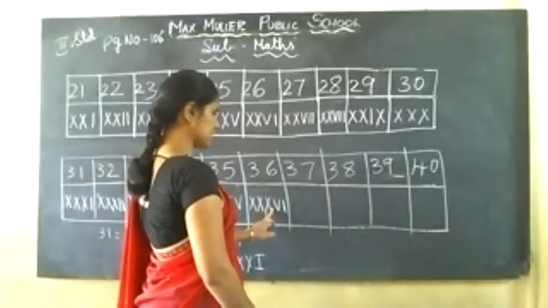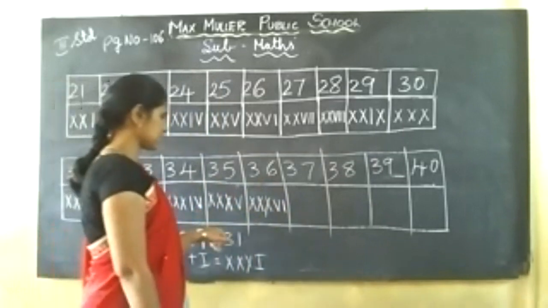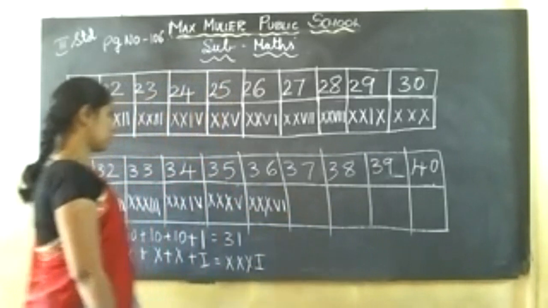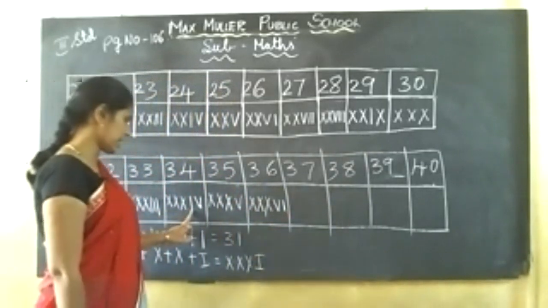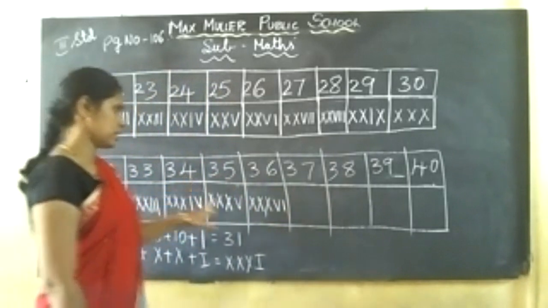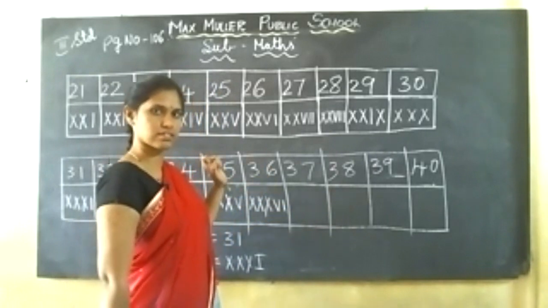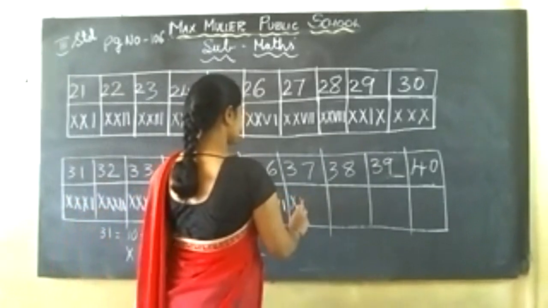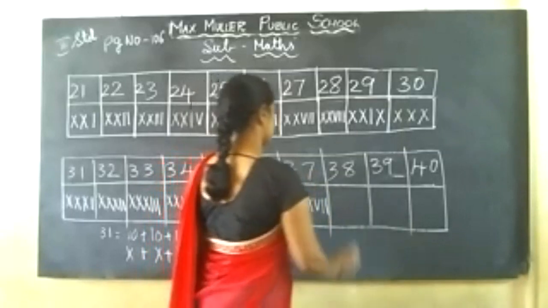If you write I this side, it will become 4. If you write I this side, it will become 6. Don't get confused on this one. Understood? First, if you write I, then V, it will become 4. If you write first V, then I, then it will become 6. Understood, all of you? Next, X, X, X, V, 2 lines.